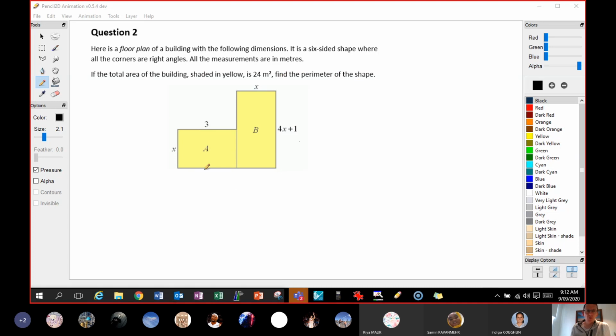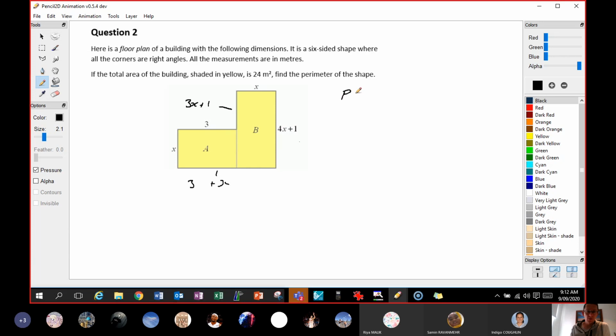Well, the perimeter of the shape, we just got to add up all the lengths. So if this is x, and we don't know what this is, but this is 4x plus 1, so we know that the length of this wall must be 3x plus one, because x plus whatever needs to equal 4x plus one. This length would have to be 3 plus x. So this wall would be 3 plus x.